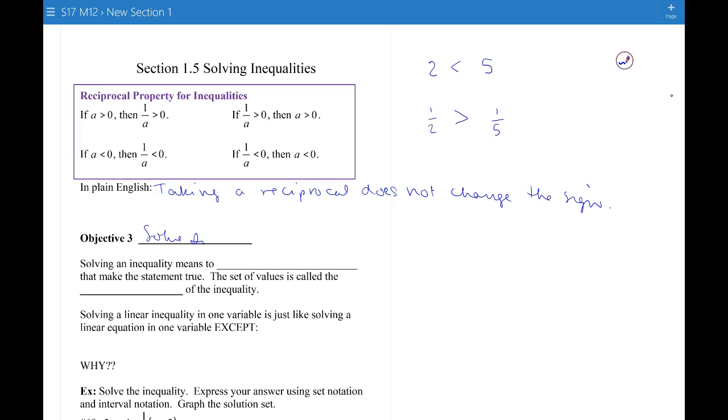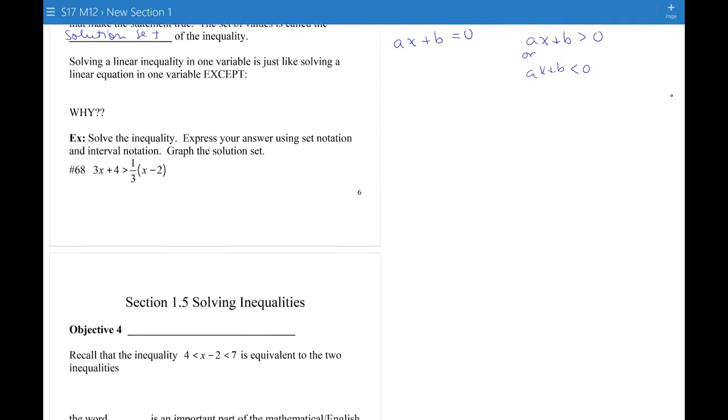So now let's solve inequalities. And solving an inequality means to find all values of the variable that make the statement true. The set of values is called the solution set of the inequality. So when you solve a linear inequality in one variable, it's just like solving a linear equation in one variable, except what? So let's talk about this in class. If I have ax plus b equals 0, and I'm solving that, but then I have ax plus b is greater than 0, or ax plus b is less than 0, what's different? So let's talk about that so I can emphasize it. Okay, and then we'll do this example together.